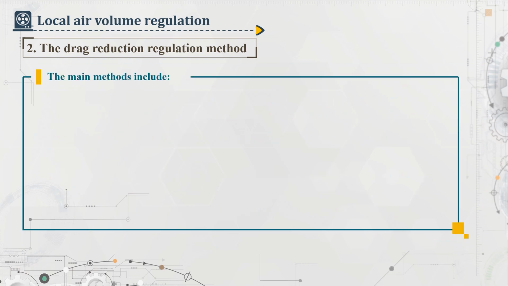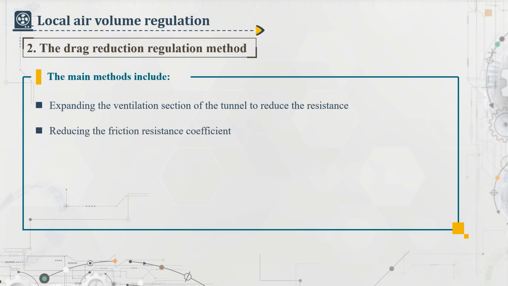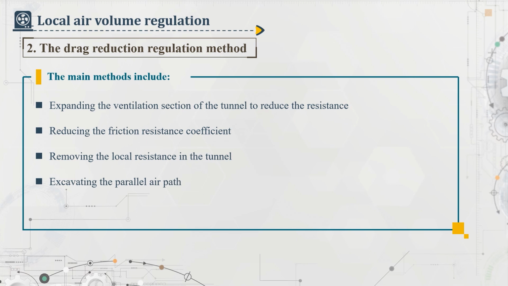The main methods include: 1. Expanding the ventilation section of the tunnel to reduce the resistance. 2. Reducing the friction resistance coefficient. 3. Removing the local resistance in the tunnel. 4. Exhibiting the parallel air path. 5. Shortening the total length of the airflow path.